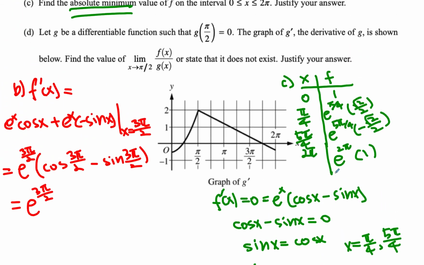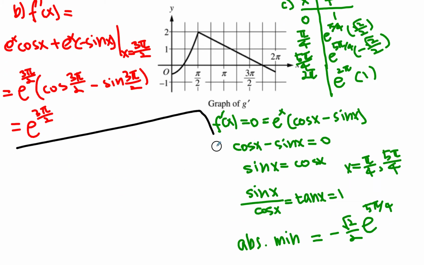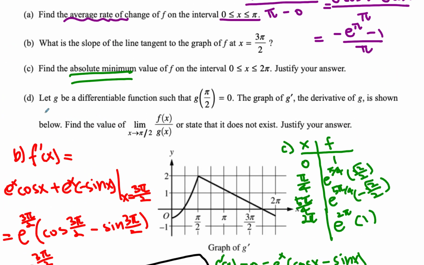Alrighty, now let's look at part D. I'm going to do part D over here. Let g be the differentiable function such that g of pi over 2 equals 0, okay? And then the graph of g prime, the derivative of g, is shown below. So this is a graph of g prime right over here. And that's what they want you to use.